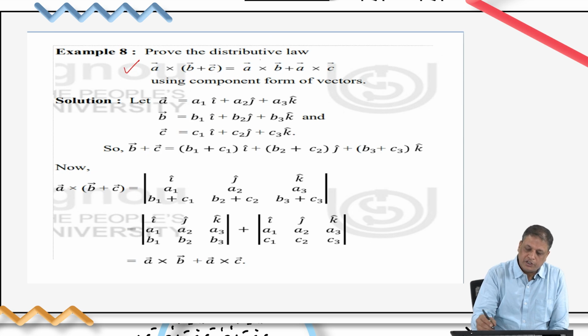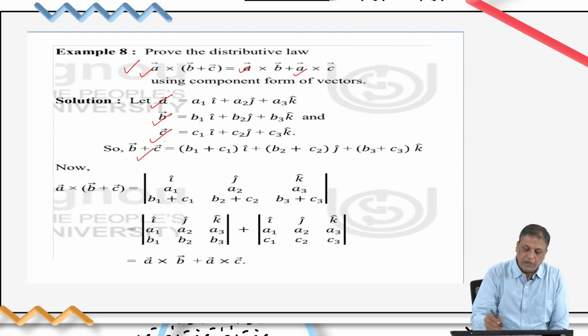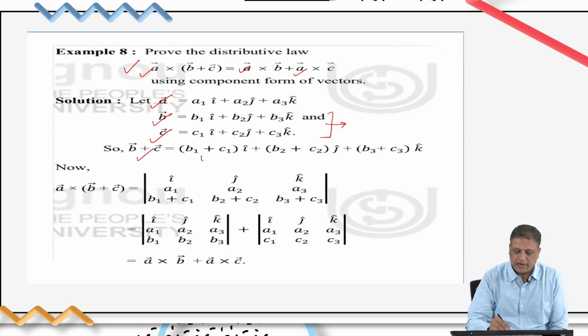So, the question is, prove the distributive law: A cross (B plus C) is equal to A cross B plus A cross C. The given vectors A, B, C are A1i plus A2j plus A3k, B1i plus B2j plus B3k, C1i plus C2j plus C3k. So, by adding these two vectors, B plus C is (B1 plus C1)i plus (B2 plus C2)j plus (B3 plus C3)k.